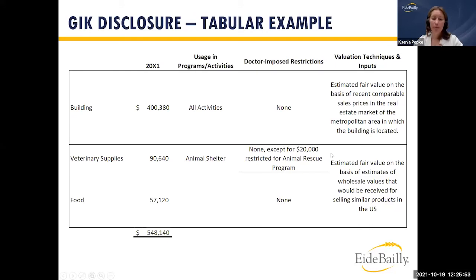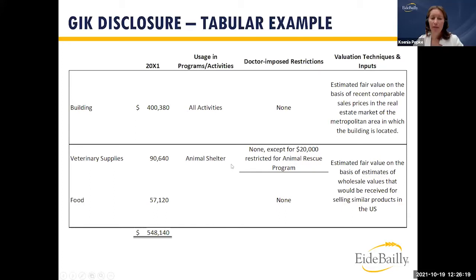So a couple presentation examples here for disclosures. The 548,000 is what we saw in the previous slide. That particular amount is broken out by various categories: building, supplies, food. You do have to disclose what programs and activities that particular in-kind contribution was utilized in.